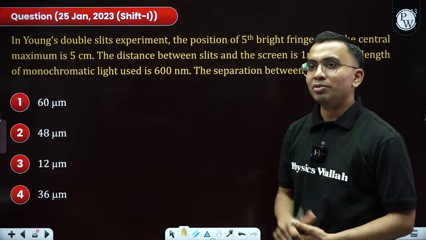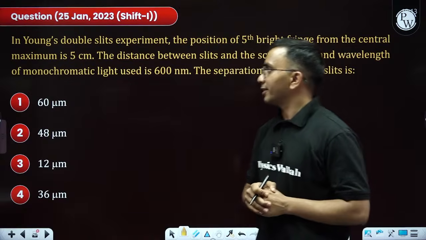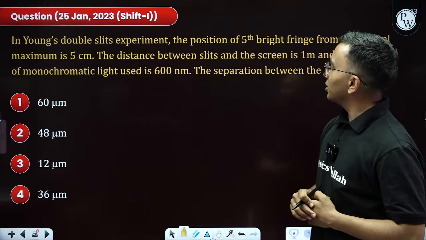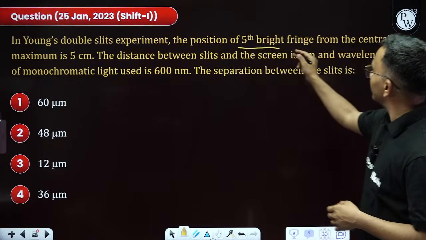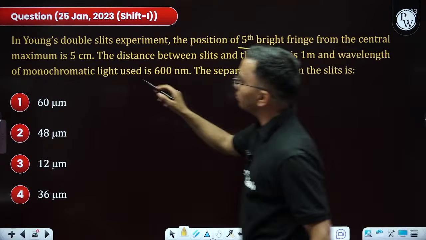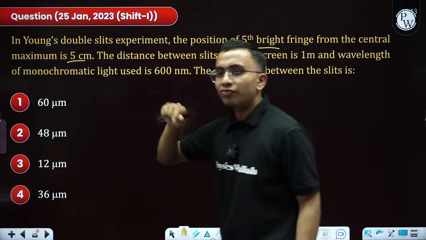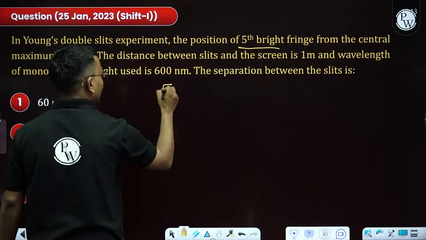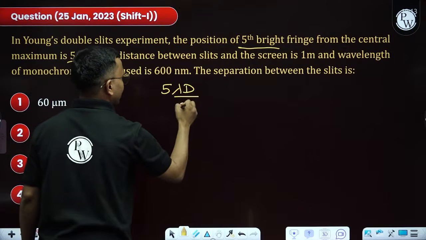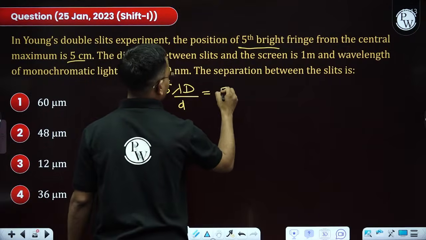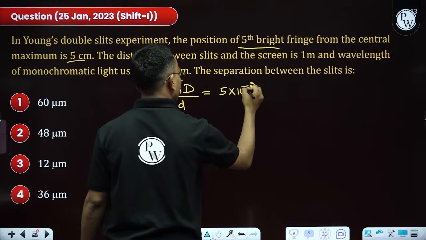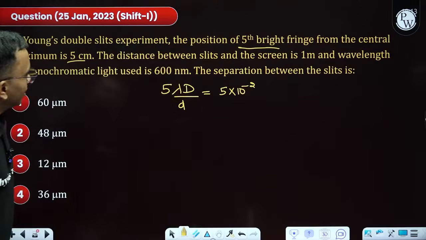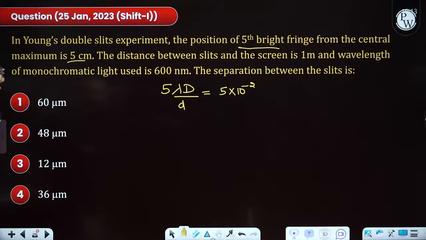Yes, Deepak, perfect. 8 is the right answer. Correct. In Young's double slit experiment, the position of the fifth bright fringe from the central maximum is 5 centimeter. Fifth bright fringe is formed at 5 lambda D by d. So I'll say 5 lambda D by d, and this is given as 5 centimeter, converting to meter. The distance between slit and screen is 1 meter.